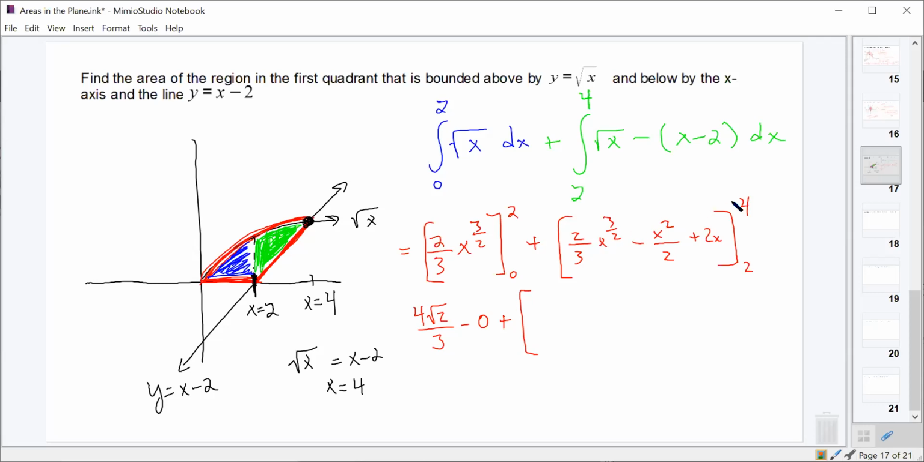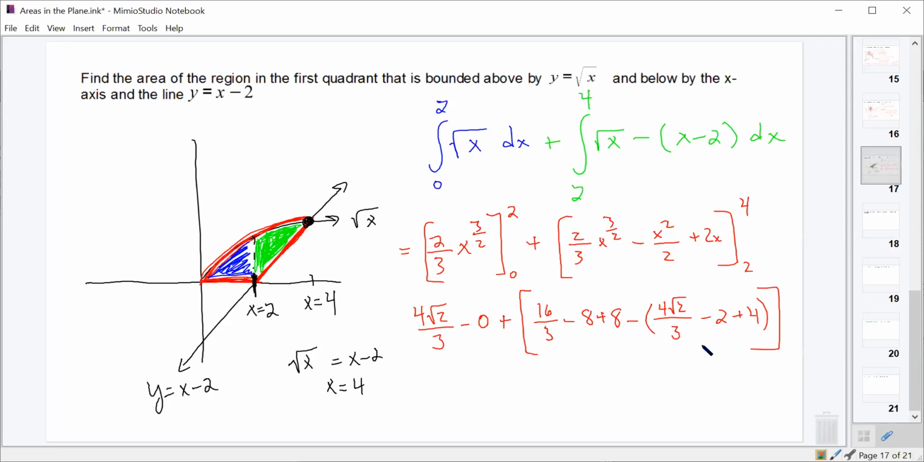So 4 to the 3 halves, well, the square root of 4 is 2, 2 cubed is 8, times 2/3 is 16/3. Minus 4 squared is 16 over 2, so minus 8. And then plus 2 times 4, plus 8. And then minus all of this evaluated at 2. We just did 2/3 x to the 3 halves at 2, that was 4 root 2 over 3, so we can skip fussing with that. 2 squared is 4 over 2 is minus 2, and plus 2 times 2 would be plus 4. Good or no?